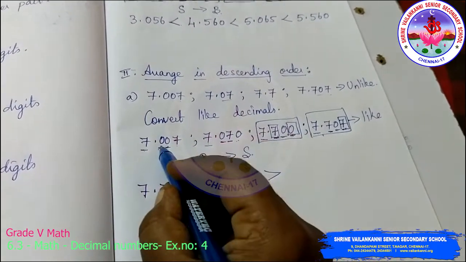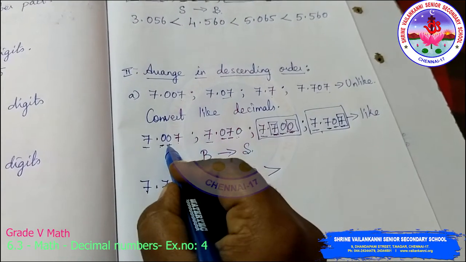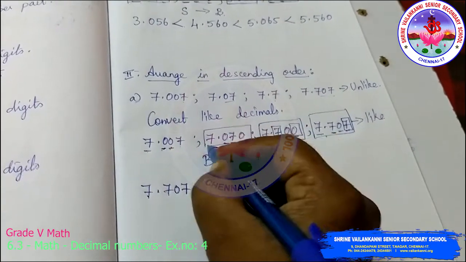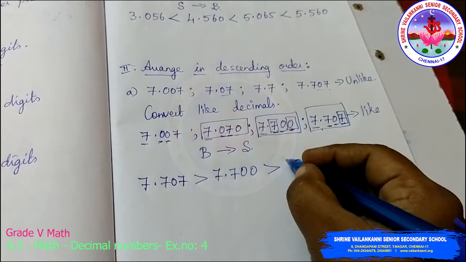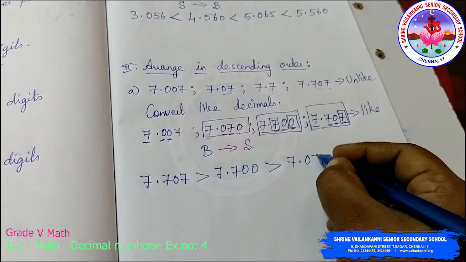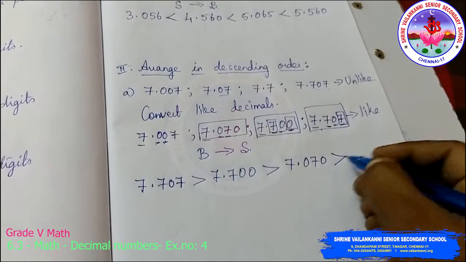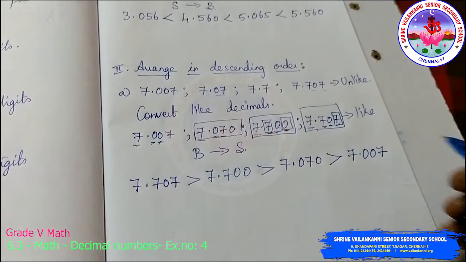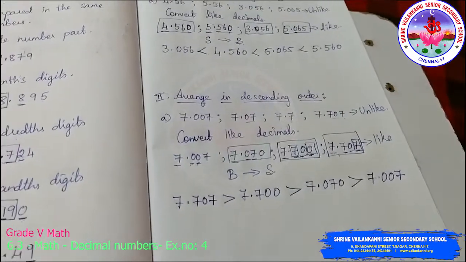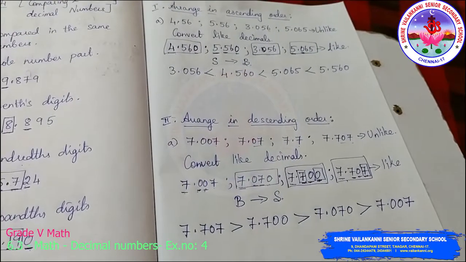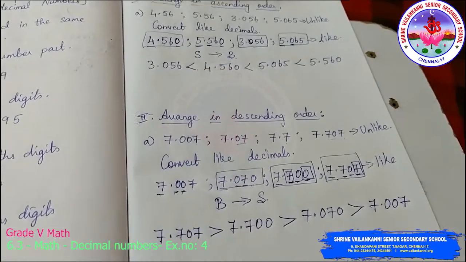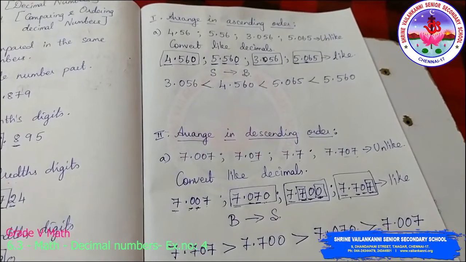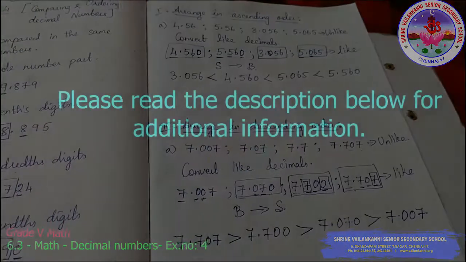Next, these two numbers, 7.070 and 7.007. The 10th place value is also similar. So in the 100th place value: 0, 7. 7 is greater when you compare with 0. So the third highest is 7.070, greater than the last number, 7.007. So this is how you can compare two decimal numbers, and you can follow the same rules to arrange the given decimal numbers in ascending order and descending order. Thank you, children.